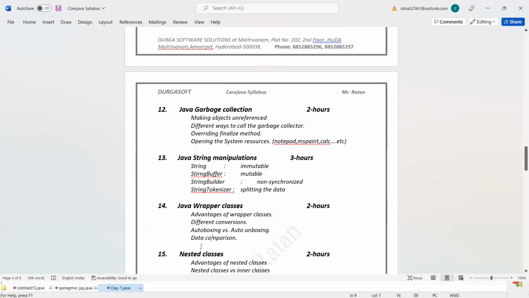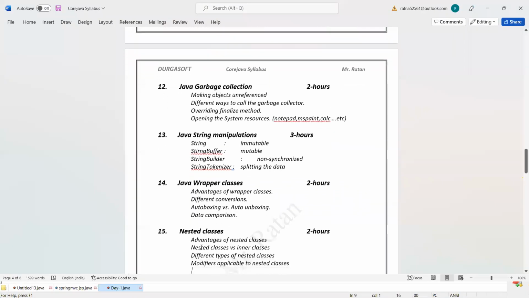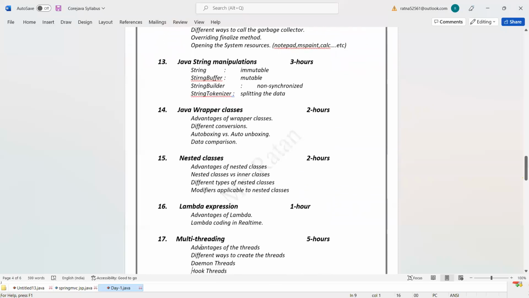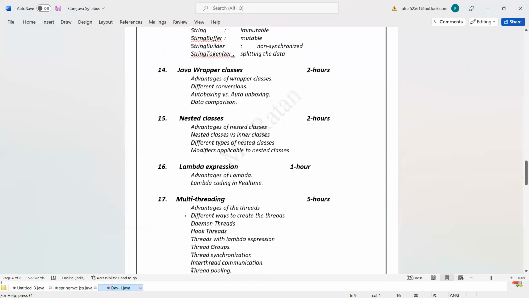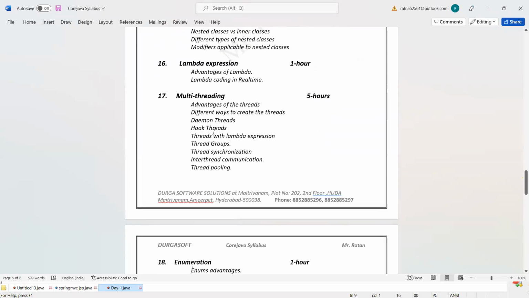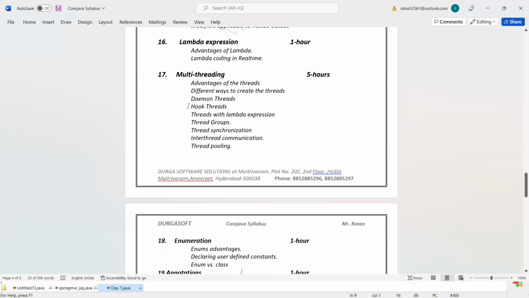From the application point of view, how to use auto boxing and auto unboxing. And nested classes, declaring a class inside another class, and lambda expressions. We will see real lambda coding in real time. And multi-threading: thread pooling, hook threads, daemon threads, thread with lambda expressions, thread groups, thread synchronization, inter-thread communication. We will see all these points.